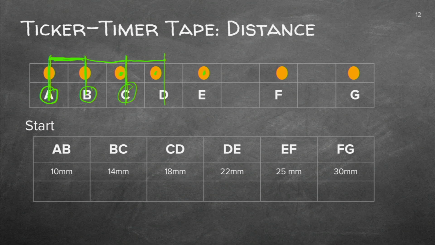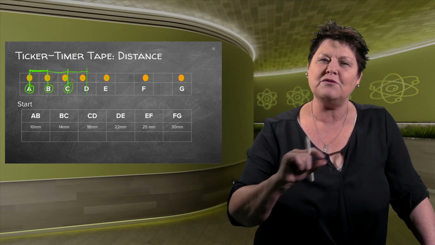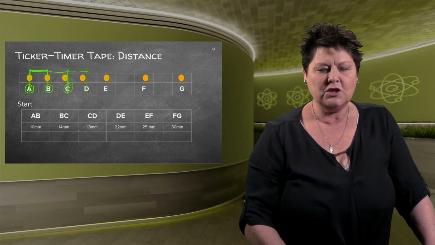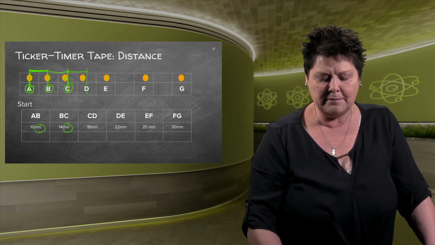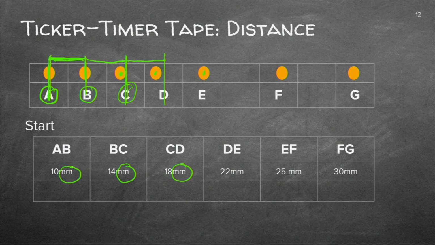Now, if you remember, that tape was very small units, so you probably measure in millimeters. You remember we did millimeters. And you will just write down in millimeters what is the distance from A to B, from B to C, from C to D, and all the intervals that you have.